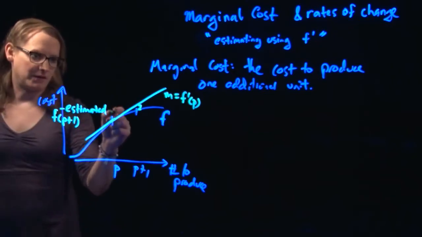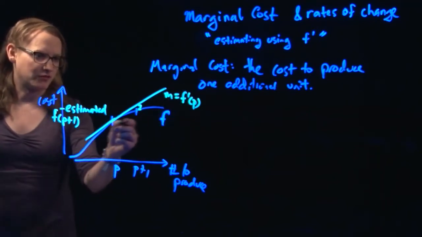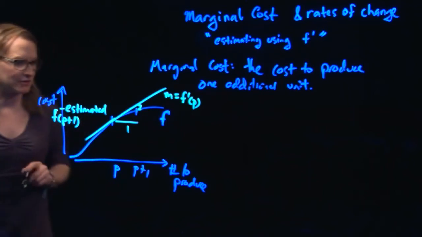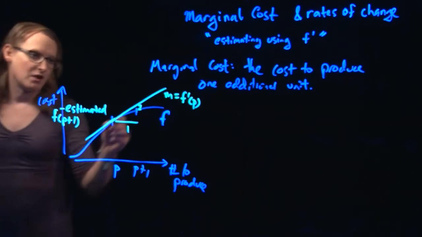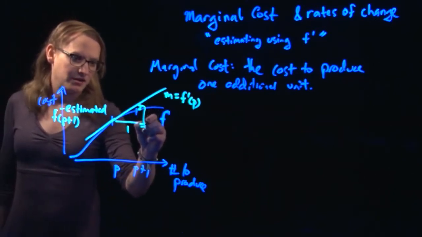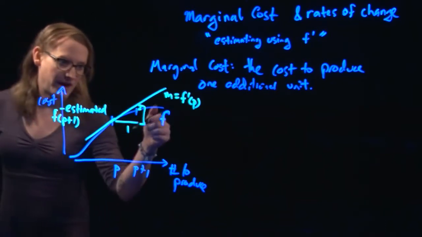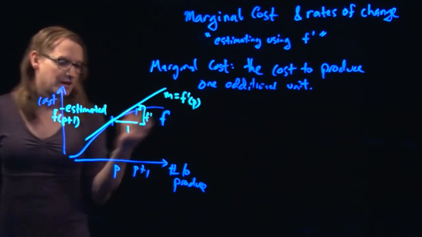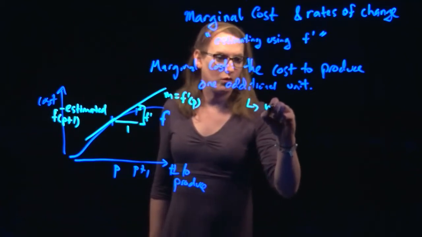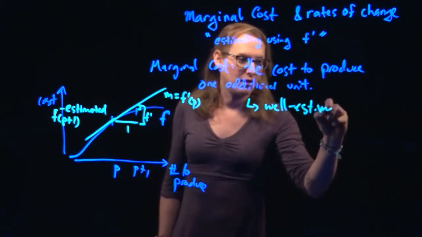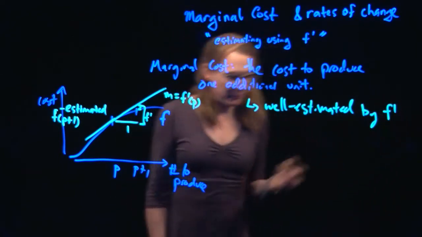And so check it out. If you're here, you go rise over run. So it goes up this many units for every unit you go over. The distance there is 1, because we're thinking about it taking one more. We're going to produce one more unit. Well, how far we go up in that distance is exactly given by the derivative. So that height is f prime at p, right? So the marginal cost is well estimated simply by taking f prime.